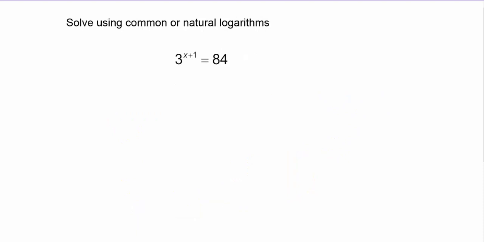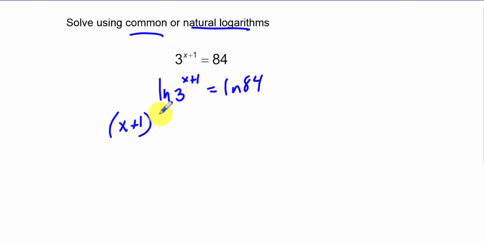So now we're going to go ahead and do some solving using, they give us a choice, either natural or common logs. I'll just use natural this time. It doesn't really matter unless you have the log base e or the log base 10, and I don't have either in this case. So I'll take the natural log of both sides. I'll bring that x plus 1 to the front. I'll have the natural log of 3 and the natural log of 84.